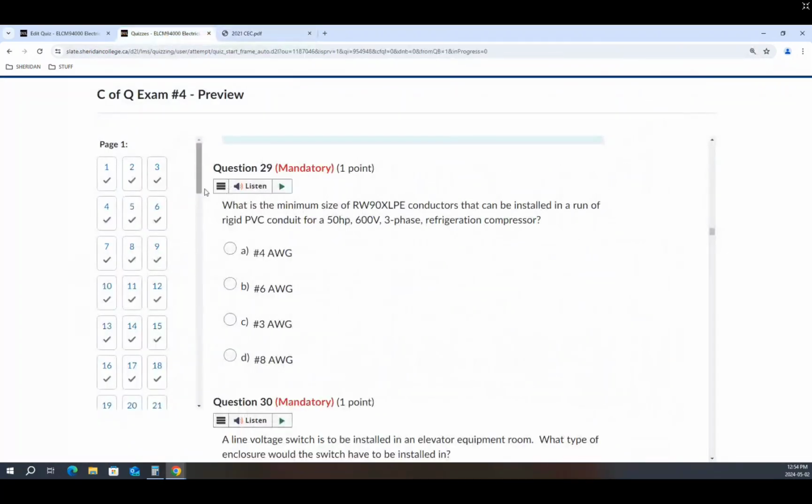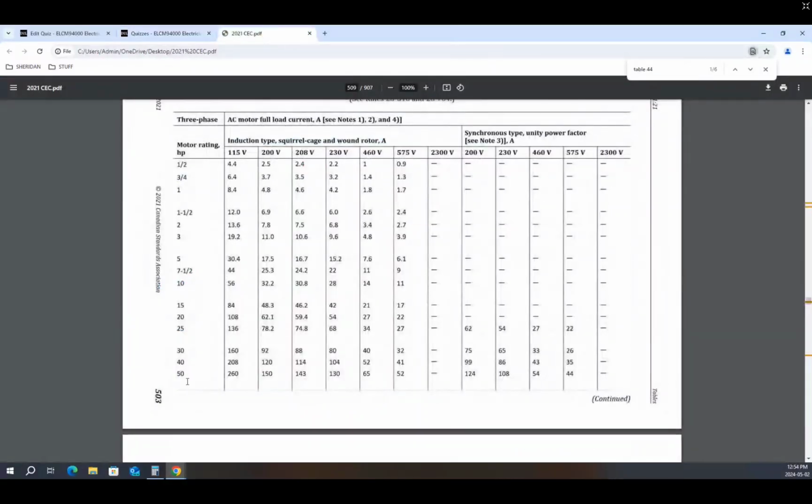So I have 50 horsepower, 600 volt. So it's 52 amps. That's my FLA. And then I'm going to go back to the rule from dash 706.